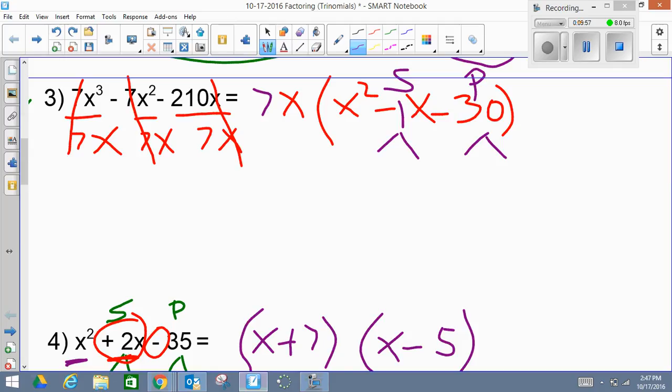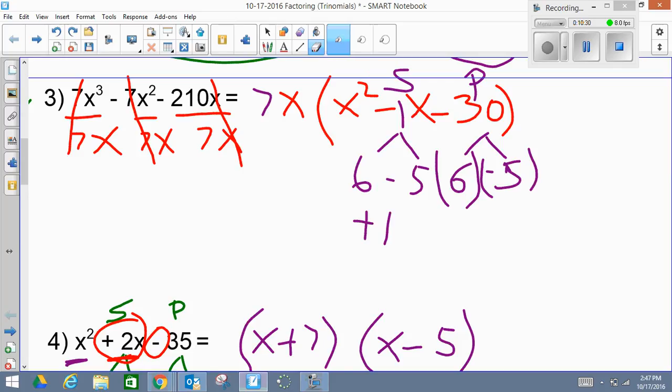3 and 10, no, 15 and 2, no. Oh, 6 and 5, what about 6 and 5? Again, the product has to be negative, right? So one of them has to be negative. Let's write out the negative 5. So 6 times negative 5 is negative 30. What about 6 minus 5? It's positive 1, right? It's not negative 1. So that means I have the signs wrong. So I got to go back and change the signs.